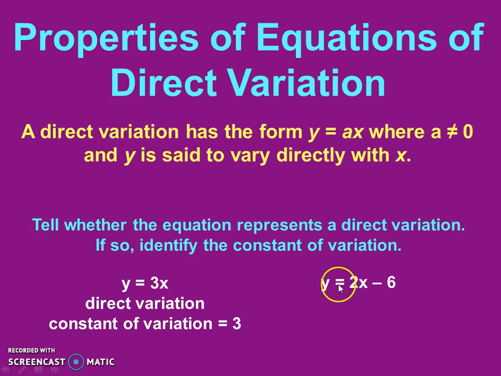Okay, and then looking at this one, y equals 2x minus 6. So I have the y equals ax part, right? My slope of this line is 2. But I have this minus 6 here, so that means my y-intercept is down at -6. So this line will not go through the origin, therefore we would say this is not direct variation. If it's not direct variation, then we can't have a constant of variation. It still has a slope, but it's not a constant of variation, so we don't have to identify one.